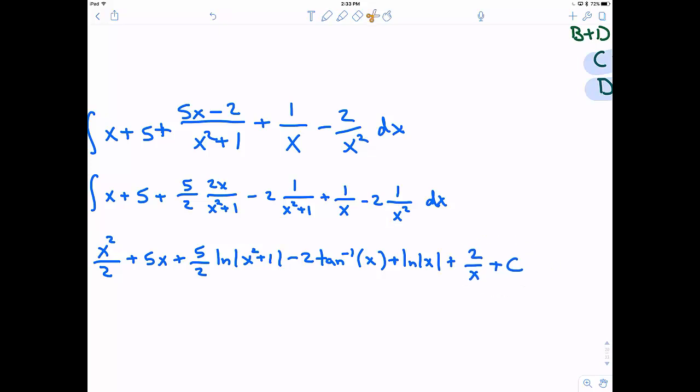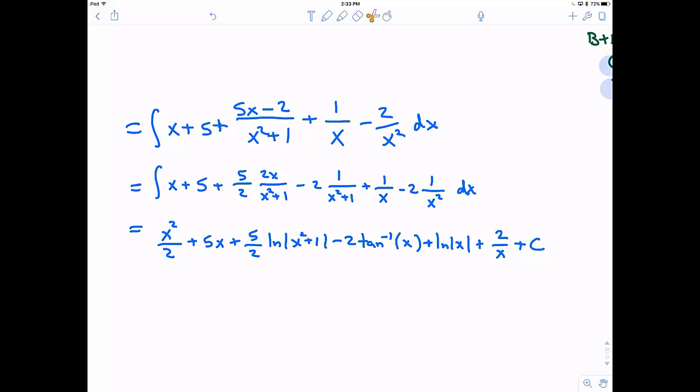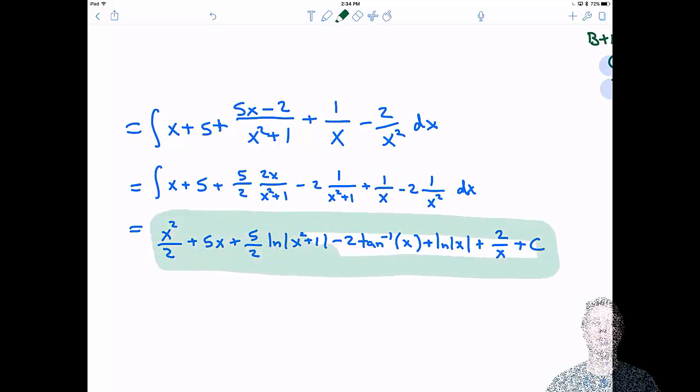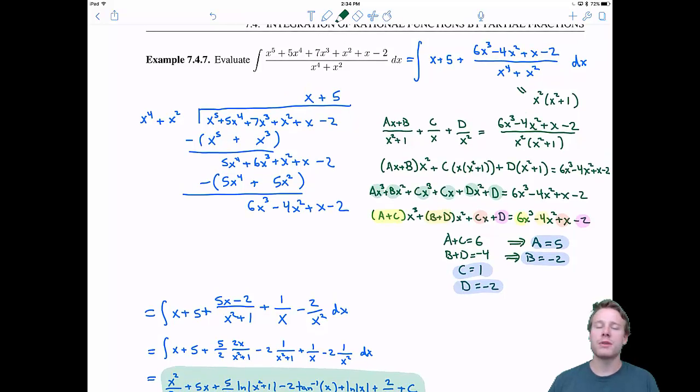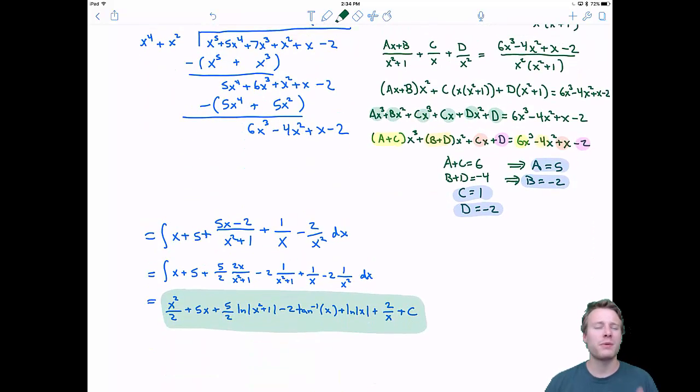Let's rewrite this a little bit just to make it cleaner. And that is my final answer. All right, and I think that's a good place to end right there. As you can see, the long division wasn't that bad in this problem. Solving the system of equations wasn't so bad. There were just a lot of pieces, essentially.